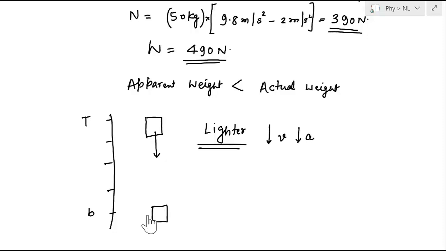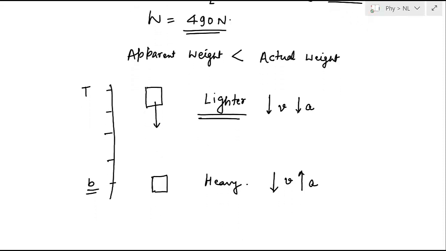Now when this is coming to the ground floor or bottom floor, this elevator has to decelerate so that it can finally come to rest. So this is decelerating. In this case velocity is still in the downward direction, but acceleration is in the upward direction because this is decelerating. So you feel yourself heavy. In this case you feel more weight. So this is the idea.